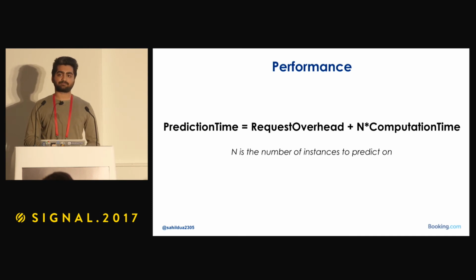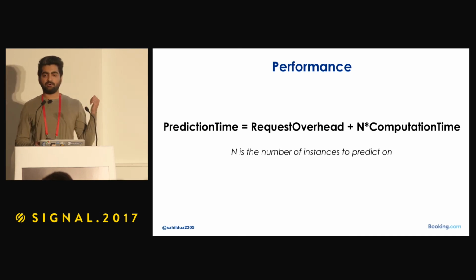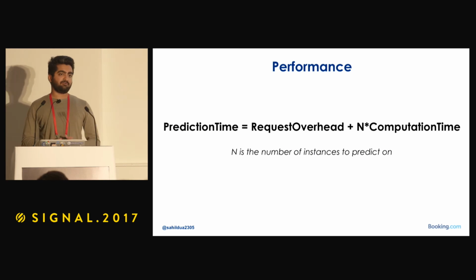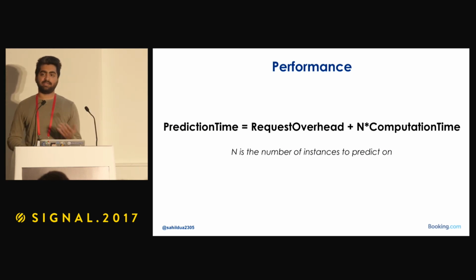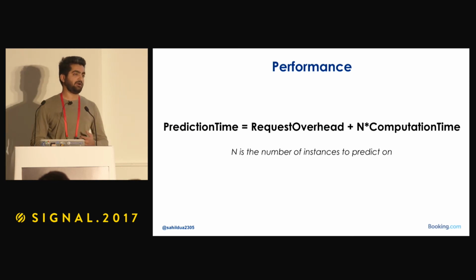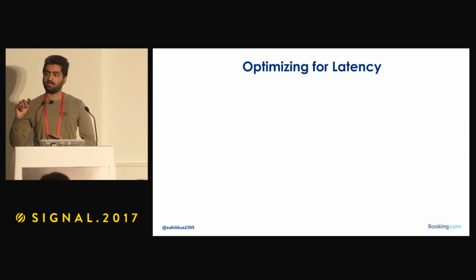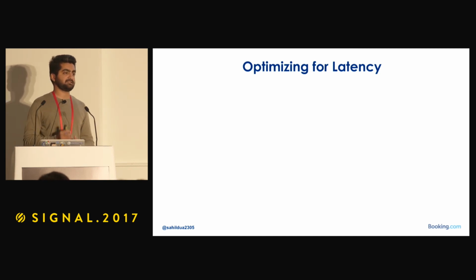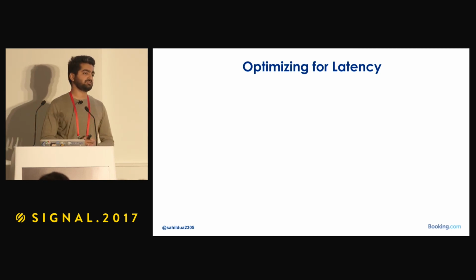And in those cases, request overhead is going to be the main bottleneck for you to be able to optimize your serving. So once we know what the performance looks like, what the prediction time looks like, we can try to optimize for our use case. And we can try to optimize either for latency or throughput. Let's talk about both of these one by one. So optimizing for latency. Latency is the amount of time it takes for one request to return the response to the client.